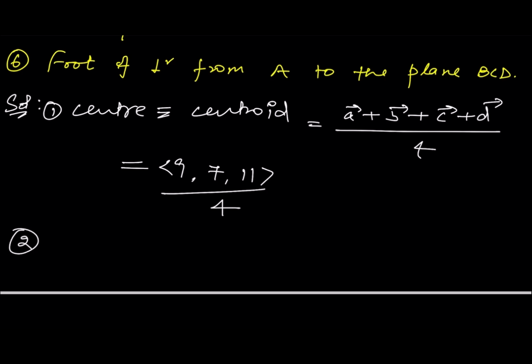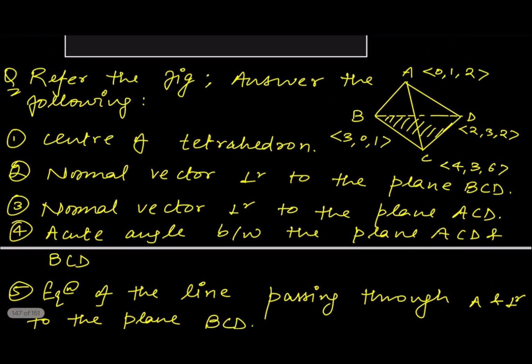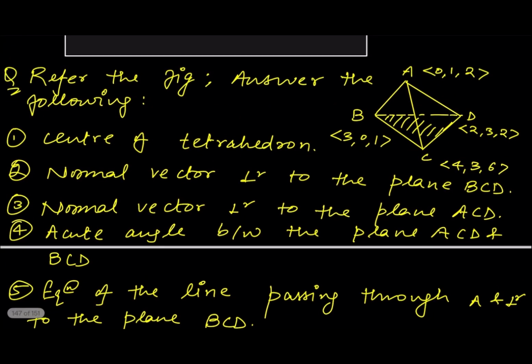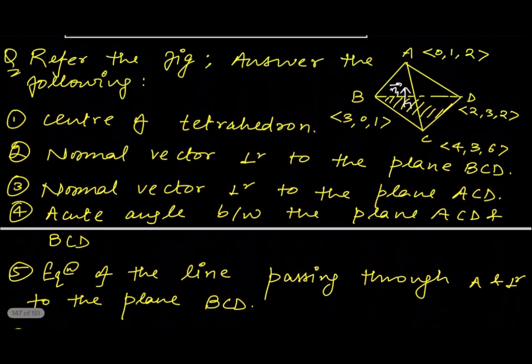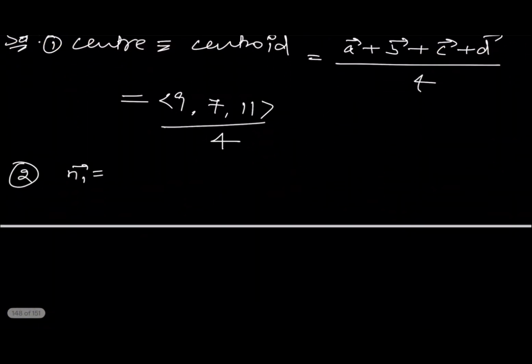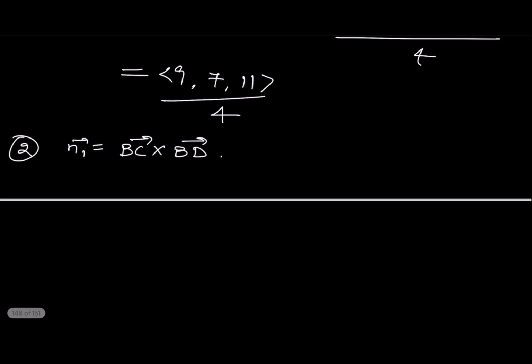Now come to the second part. Normal vector perpendicular to the plane BCD. Plane BCD is this, and I have to find the normal vector, say n1, normal to the plane BCD. So n1 vector can be defined by taking the cross product of BC vector and BD vector. So this is nothing but BC vector cross BD vector. And what is BC vector and what is BD vector? It is your homework. That is, the homework is to find the n1 vector.